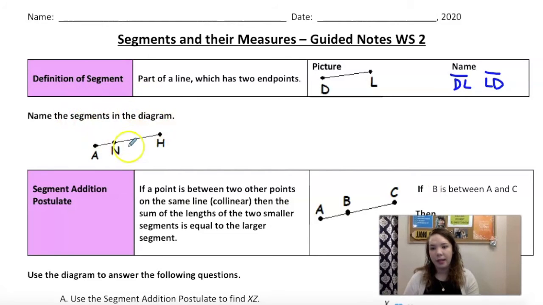Name the segments in the diagram. So we have this piece right here, AN. We also have NH and AH. All of those are line segments. The segment addition postulate.